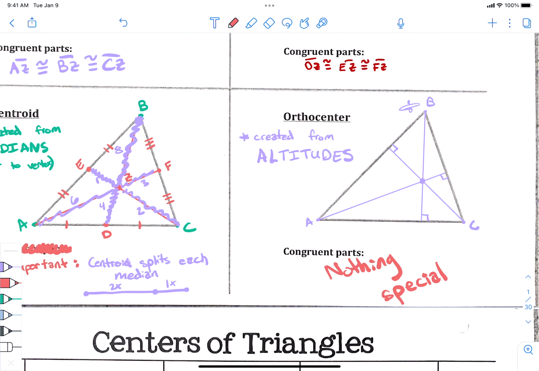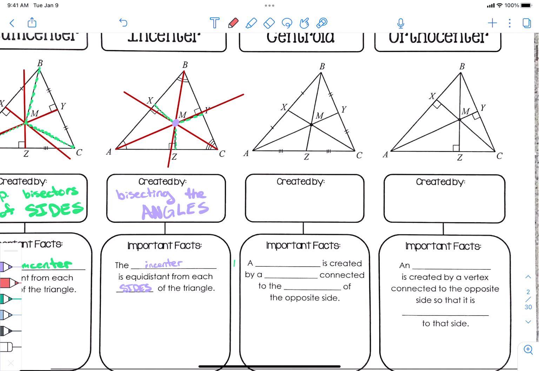Great. Okay, good? Happy with that? Let's go to the back side. Back side of this, we've got to fill those guys out.